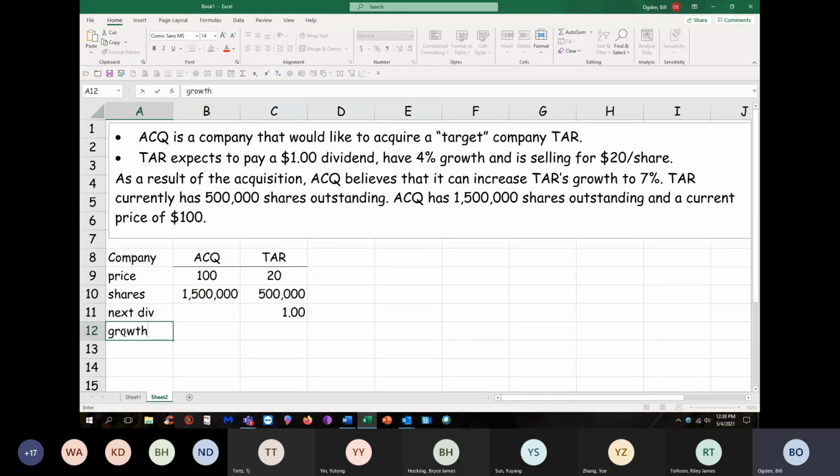All right. They're currently growing at 4%. So this $20 share price is based on a growth rate of 4%. Now, ACQ believes it can increase the growth to 7%.